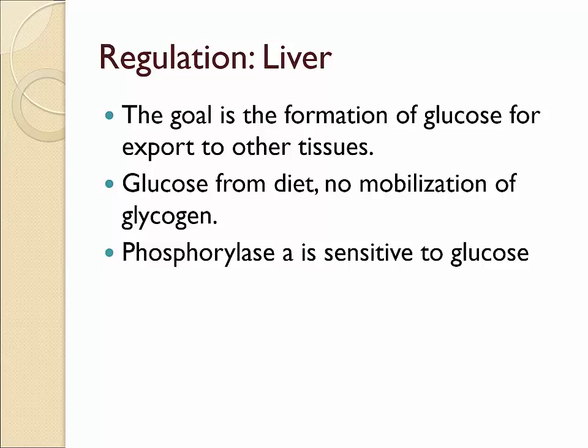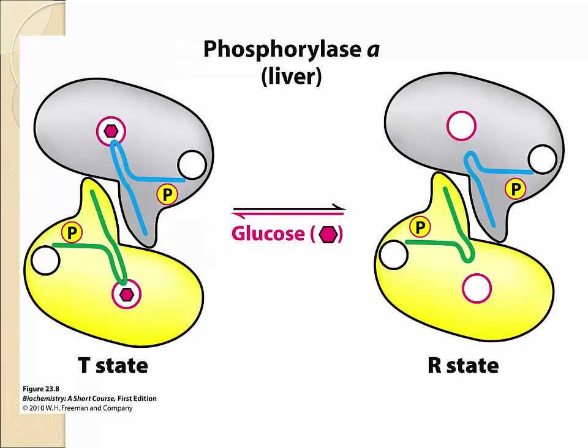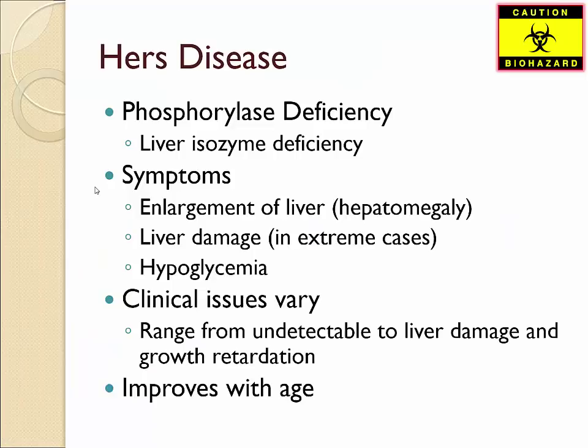This favors activity. But phosphorylase A is sensitive to levels of glucose. So if we look at phosphorylase A, it will favor the R state on its own, but the presence of glucose will drive its configuration to the T state and hold it there. So if glucose is high, either from diet or from gluconeogenesis or just previous glycogenolysis, then phosphorylase A can in fact be slowed down because of overabundance of glucose. That's pretty much it for the liver.